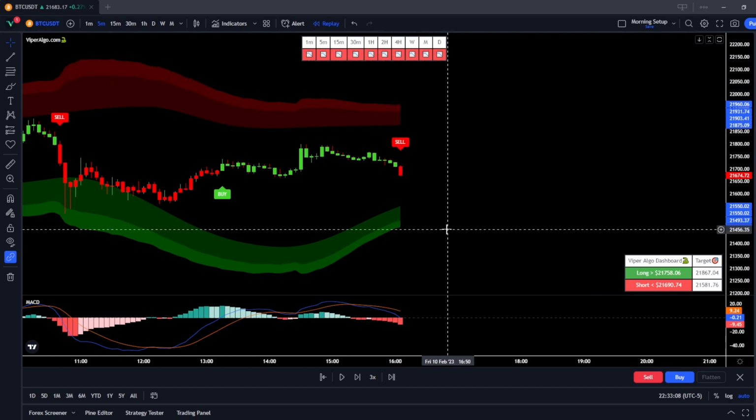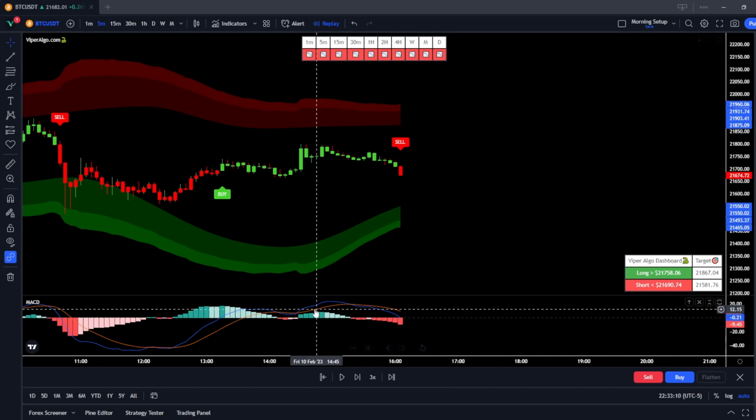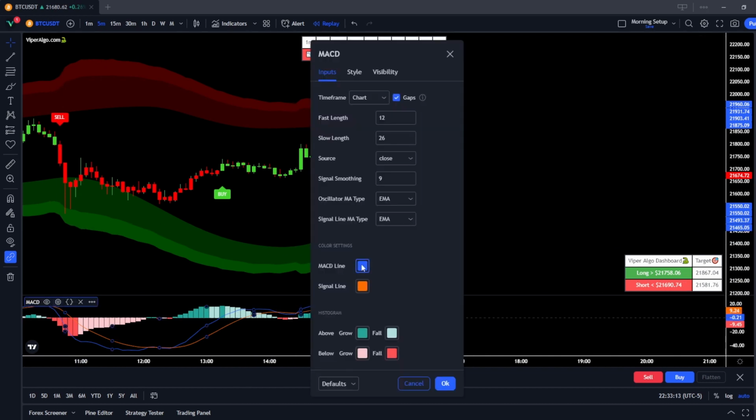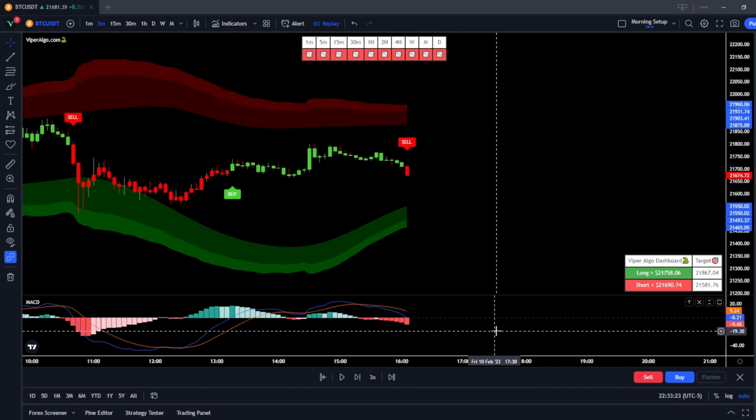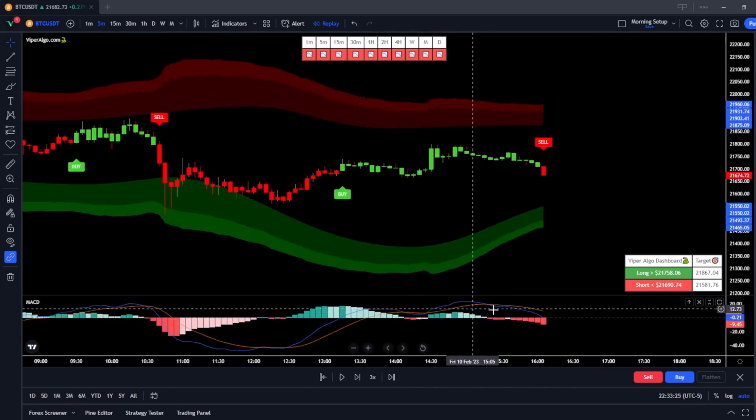And then we have to bring in the MACD. So with the MACD, once again, the blue line is the MACD line and the orange line is the signal line. So we need to make sure that the MACD line is crossing below the signal line and is currently below, and looks to be nowhere near crossing above.